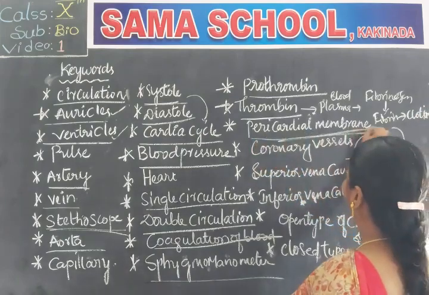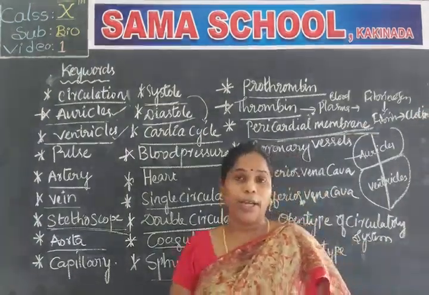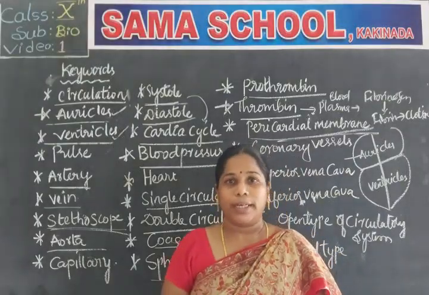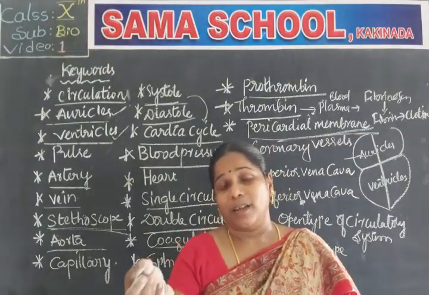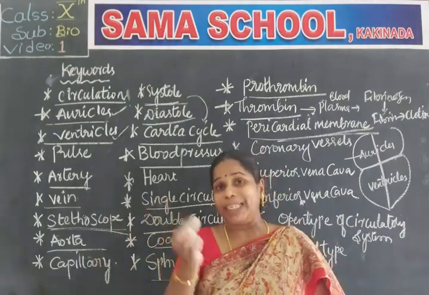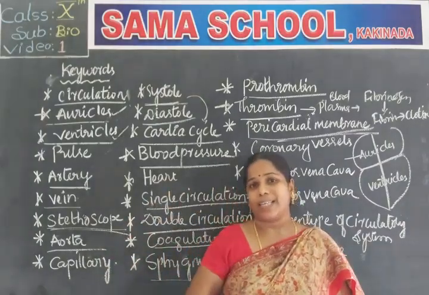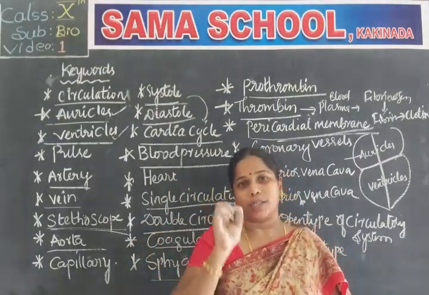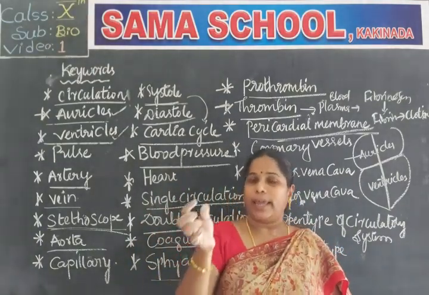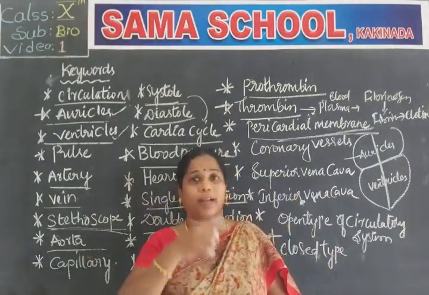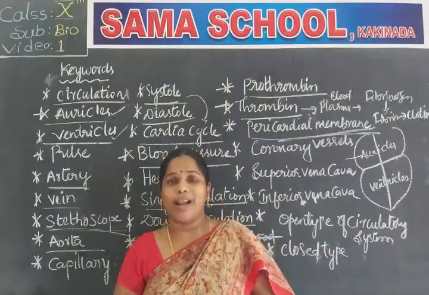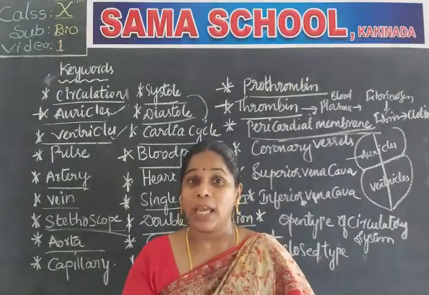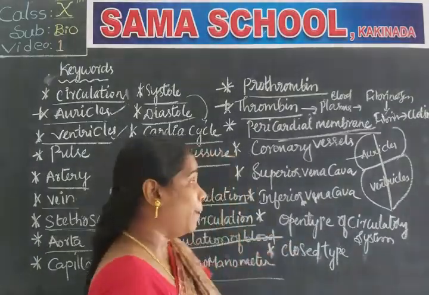So next is pericardial membrane. You know that heart is also said as cardia. When you see the outer layer of the heart, it is completely surrounded by a membrane. Peri means outside. A layer surrounds the heart, around the heart, outside the heart. It is called as pericardial membrane.